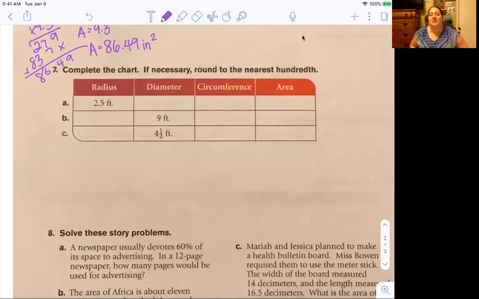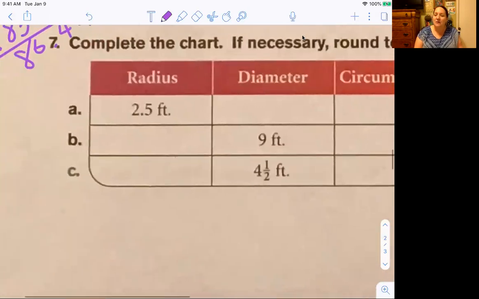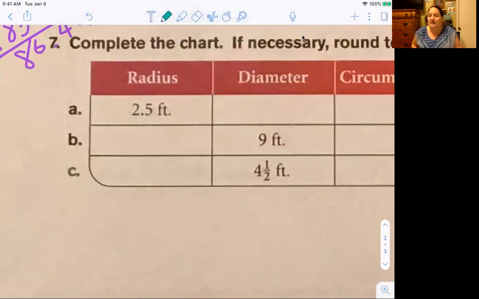Okay, let's go down to number 7. Number 7 says complete the chart. If necessary, round to the nearest hundredth. Now, what I want to focus on is finding the diameter and radius, because I have noticed when I'm working with you guys one-on-one that sometimes we still get a little bit tripped up with this. And it's totally fine, so we're just going to work it out together.